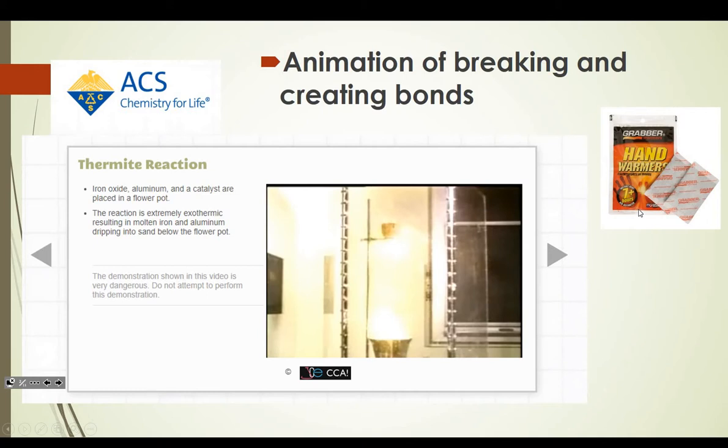So put on your thinking caps. How could you, if you were to engineer this, and you had a chemical that gave off a lot of heat, but you didn't want it to give off all the heat at first, what could you do? Good, I could decrease the amount of oxygen getting in.